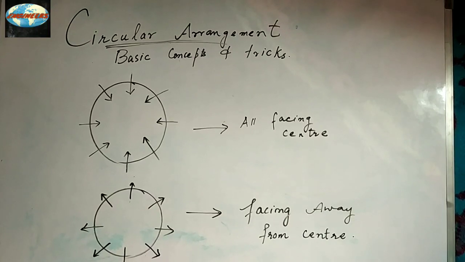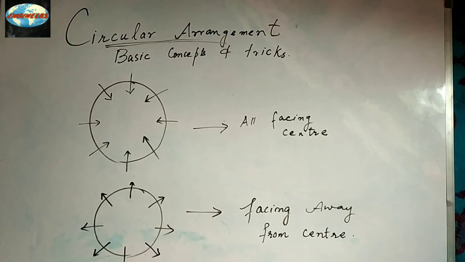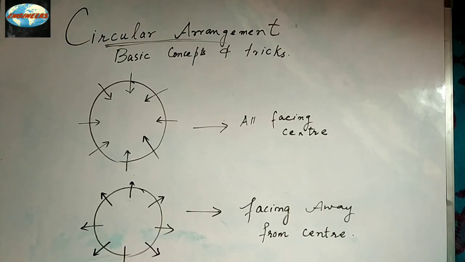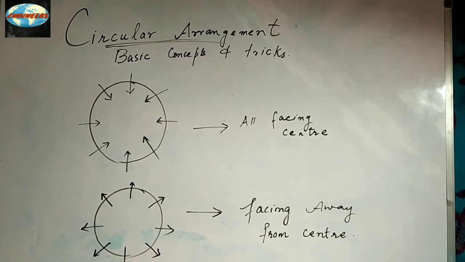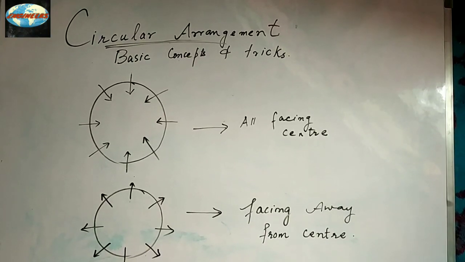Friends, in this class I'll be discussing the questions on seating arrangements. Precisely, we'll be taking questions where the arrangement is around a circle, where some are facing the center and some are facing outwards. Friends, there are still a good number of students who are confused about this particular arrangement. In today's lecture, I'll give you some basic concepts and tricks which will help you very much while solving the questions of circular arrangements. You can see over here, we have basically two types of circular arrangements.